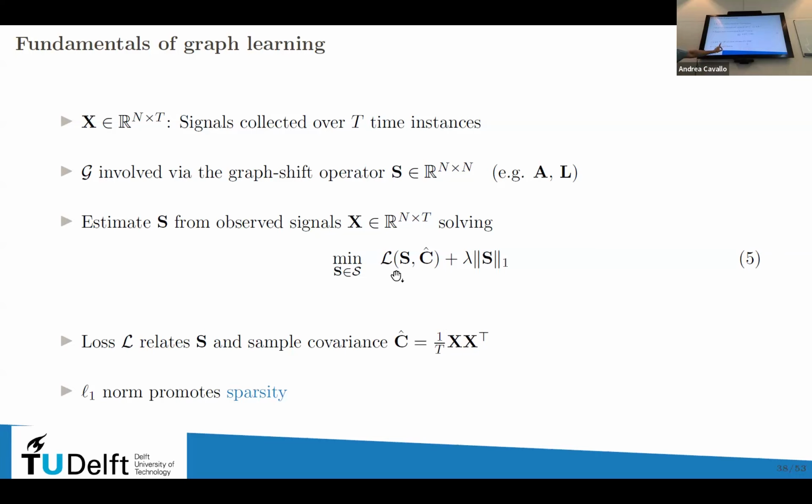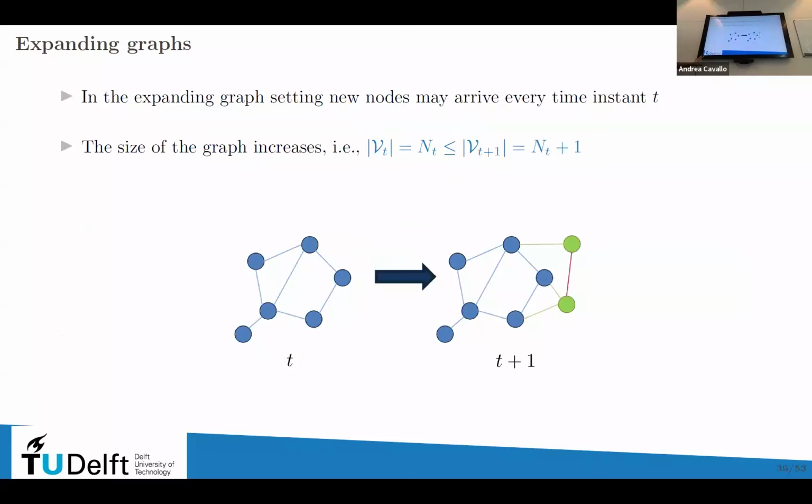And since you want sparsity, you typically put an L1 norm, and then you solve it, right? And there are plenty of works on this. I've provided a link to one of the papers which goes fairly well into it, right? So this is the standard case.